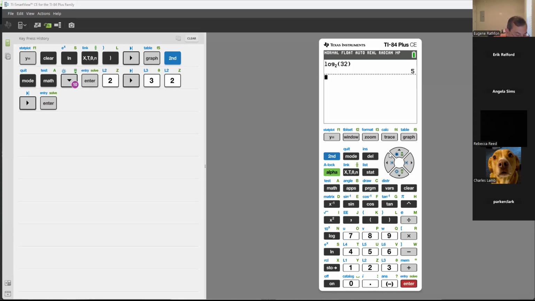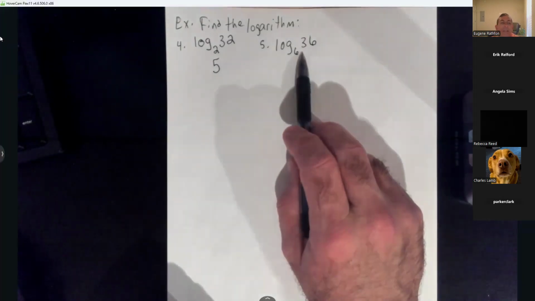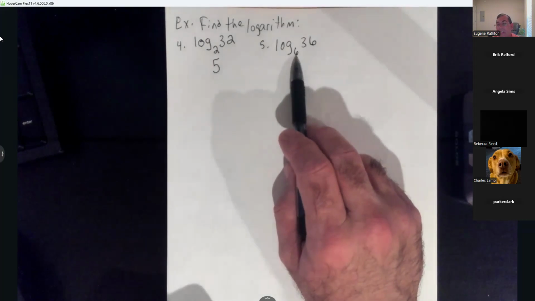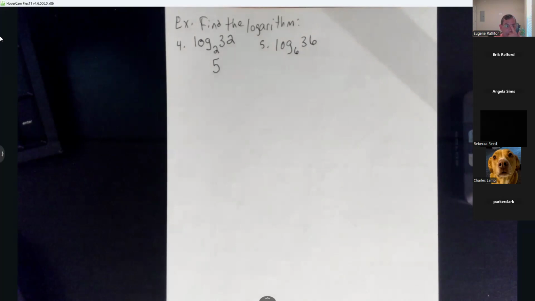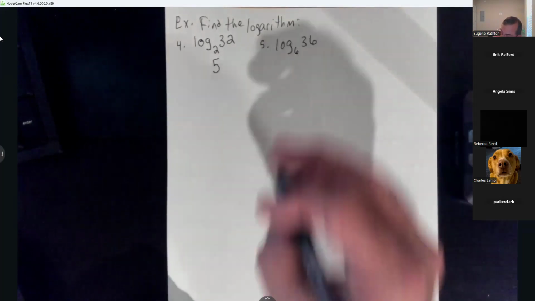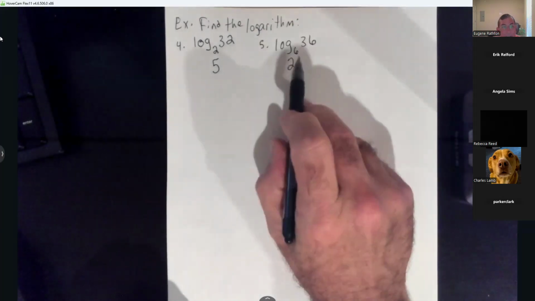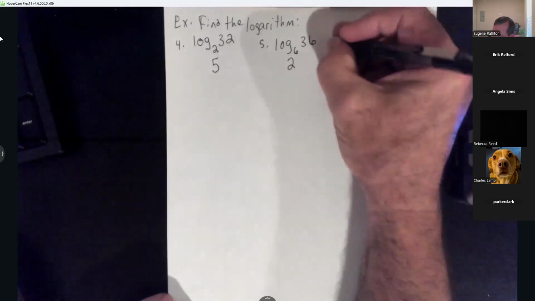All right, y'all, let's see what y'all do here. My number 5 is a log base 6 of 36. All right, so a log base 6 of 36. What exponent are you raising 6 to equal 36? All right, Charles, that'll be a 2. Good job. 6 times 6 is 36.